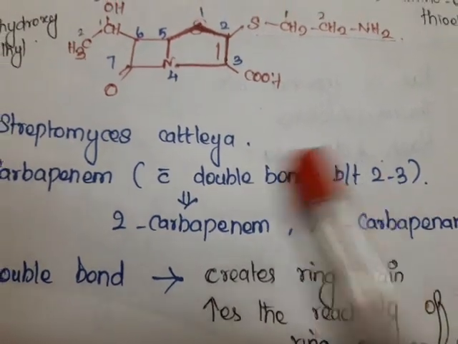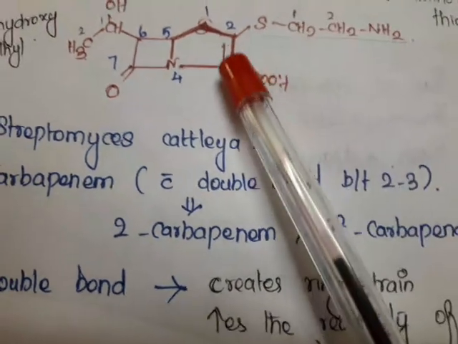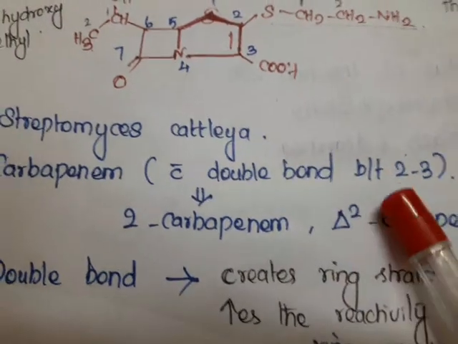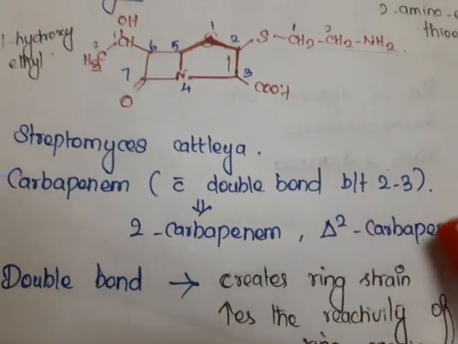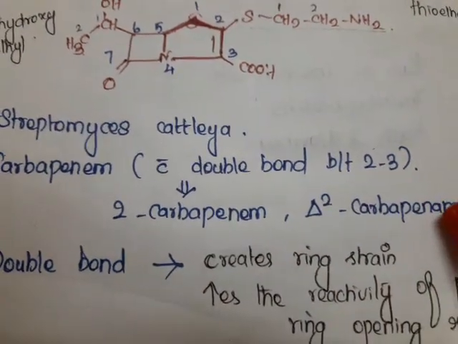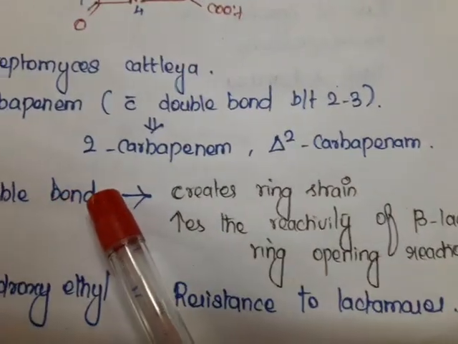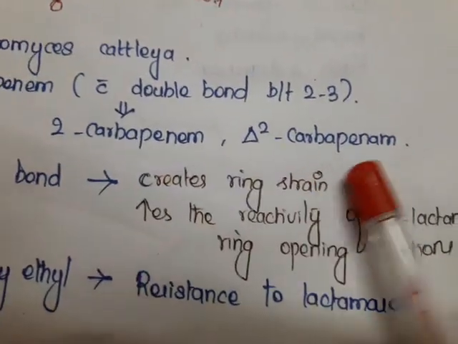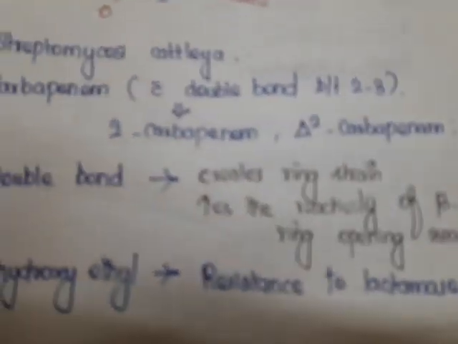So if it is between continuous numbers, we have to write only the first number. So it is between 2 and 3. So continuous numbers, we have to write only the first number. So that's why delta to the power 2 carbapenem. It should end with am, not em. And what is the use of the double bond? That is creating ring strain, and that increases the reactivity of beta-lactam to ring opening reactions.